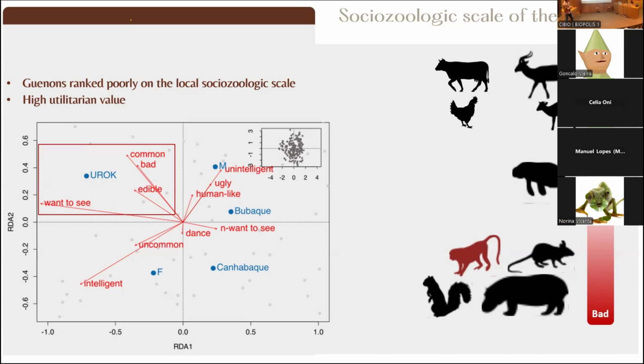And at the same time, people who thought that they were edible or bad also said that they wanted to see them more frequently. This can sound a little bit strange, but maybe not, because they are very edible. So why wouldn't you like to see your most important food item more frequently, right? But there are also differences between how men and women perceive the species.